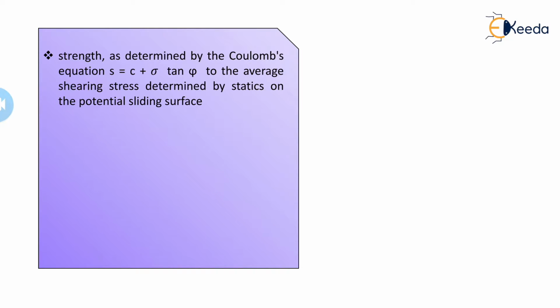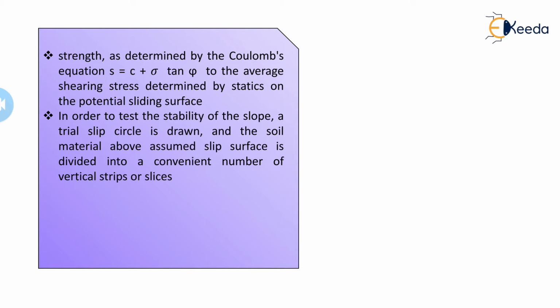So in this method, we take into consideration that the potential failure surface is assumed to be cylindrical, and the factor of safety against sliding is defined as the ratio of the average shearing strength, found using Coulomb's equation, to the average shearing stress, which can be determined by statics on the potential sliding surface.